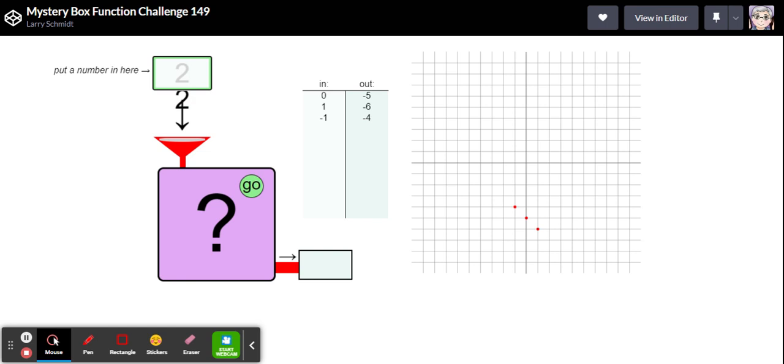Let's go a little further out. Let's try a 2. So a 2 gives us a -7, so it looks like we're continuing here. Let's do one more. Let's do a 3. Okay. Well, if I had to guess now, I'd say for sure this is a line, although I suppose it could be maybe an absolute value, and we just haven't seen where it turns yet.